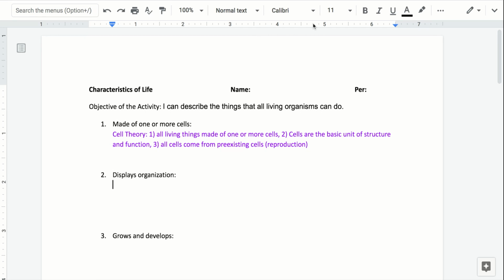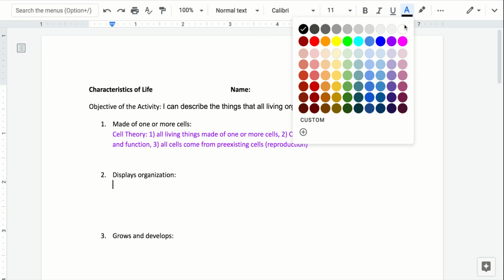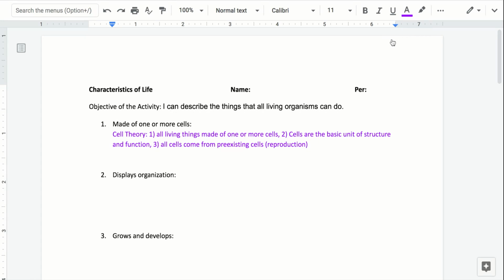Okay? Living things also display organization. And if you think about it, even a single celled organism has molecules combined to form organelles.